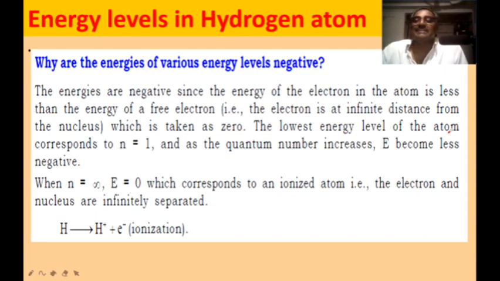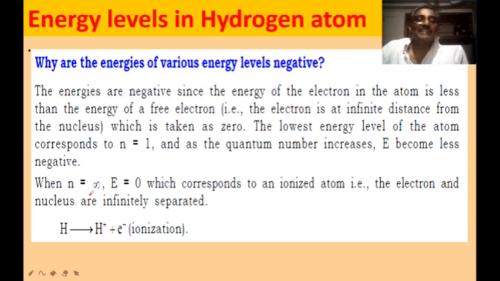The lowest energy level of the atom corresponds to n is equal to 1, and as the quantum number increases, E becomes less negative. Less negative means the value will increase. You know that -1 is more than -2. -2 is more than -3. Less negative means the value goes on increasing and finally becomes 0 when it is out of the influence of the nucleus.